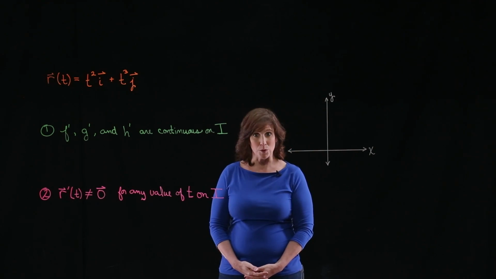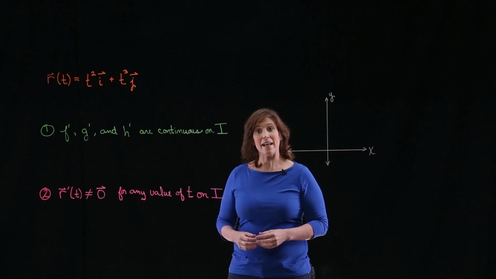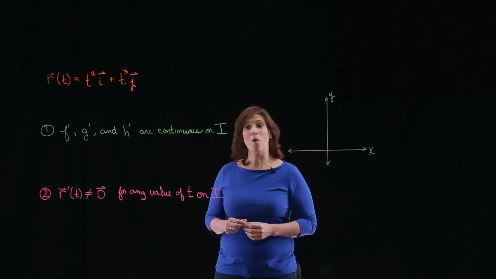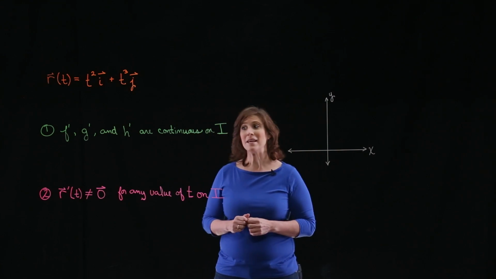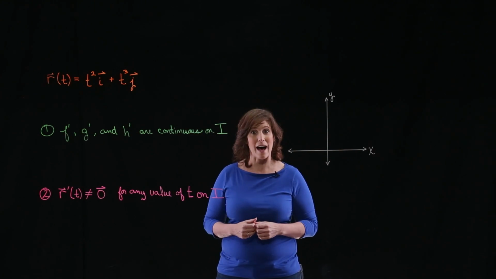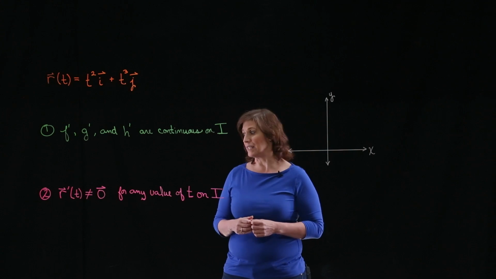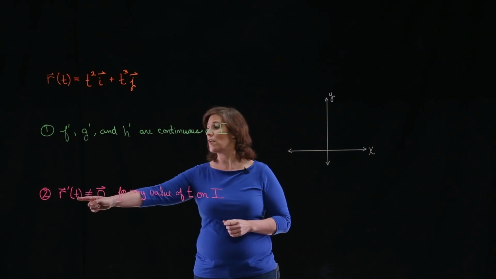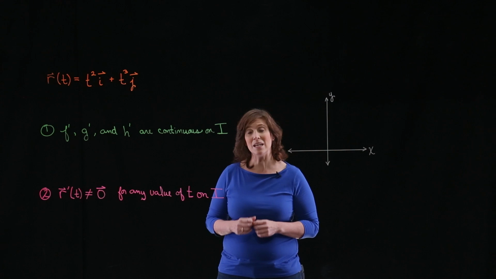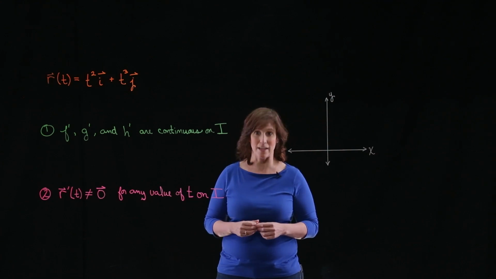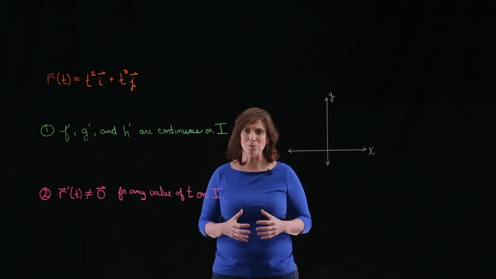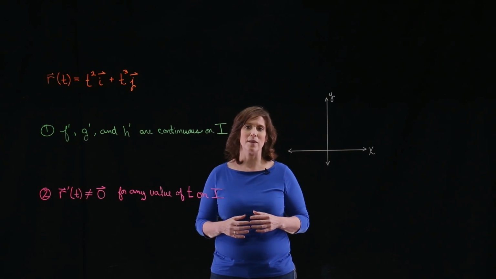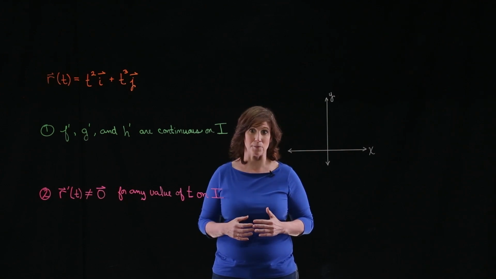Now, what does it mean to be smooth? Well, we need to look at two conditions. We want the derivative of my components to all be continuous on an interval I. And then we also need to check to make sure that the derivative is not equal to the zero vector at any point on that interval. Basically, we're trying to avoid cusps or sharp turns, and we want to make sure that when the tangent vector changes, it changes in a continuous manner.